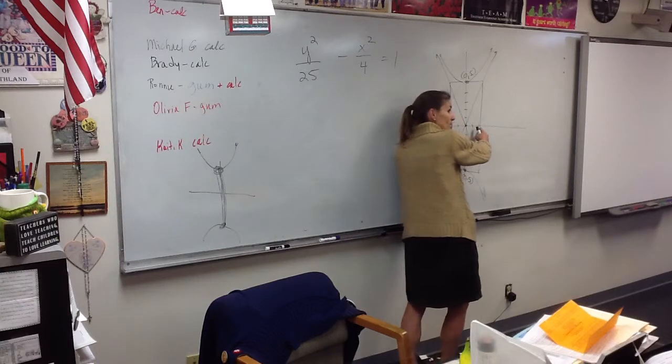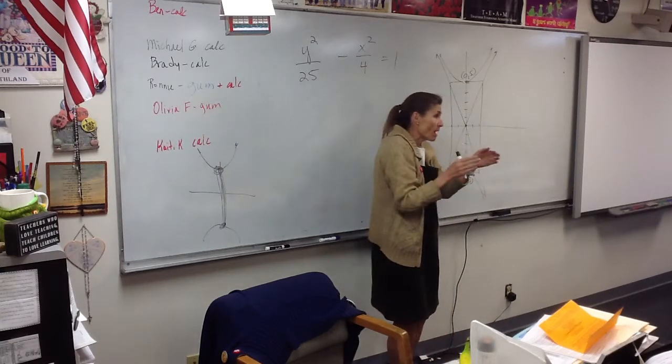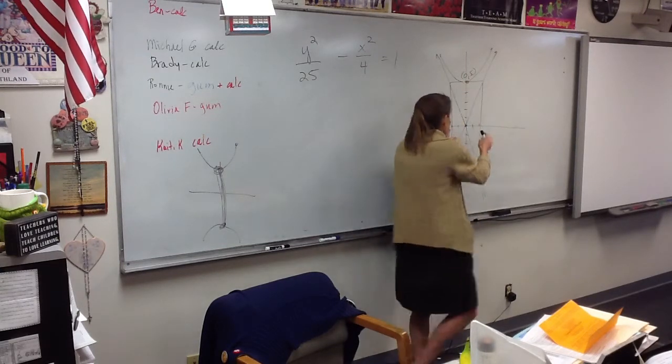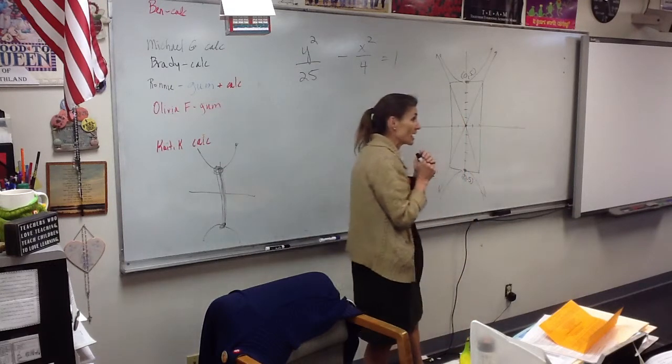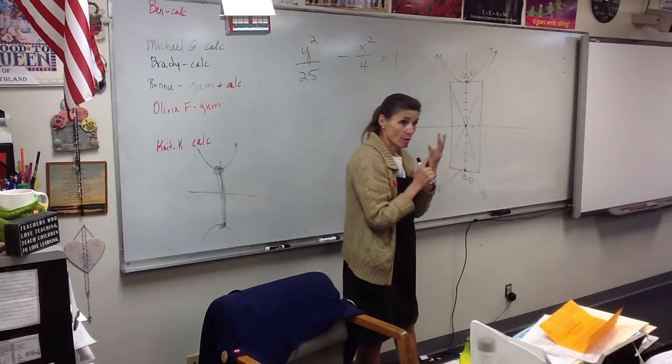This is your conjugate axis, the other dimension of the box. See how this is the length of the box? The width of the box is your conjugate axis, and it is 4.